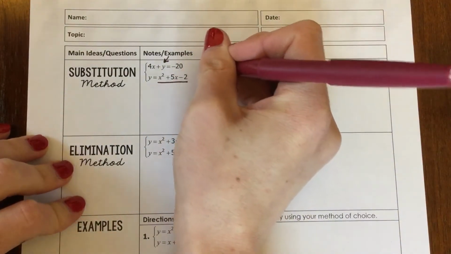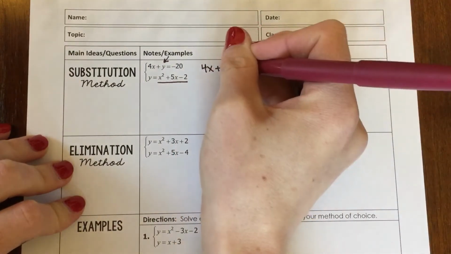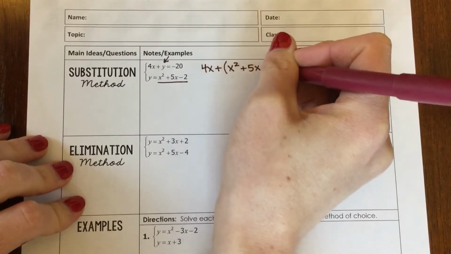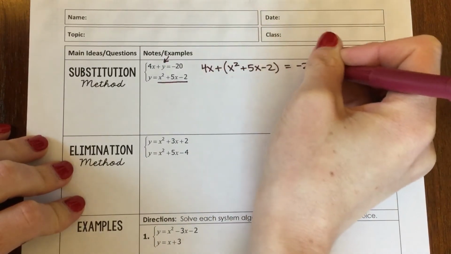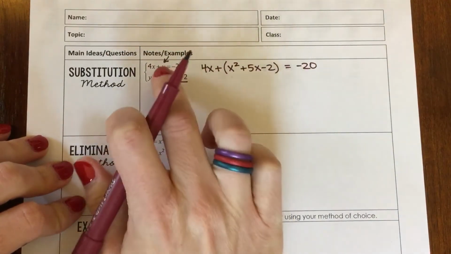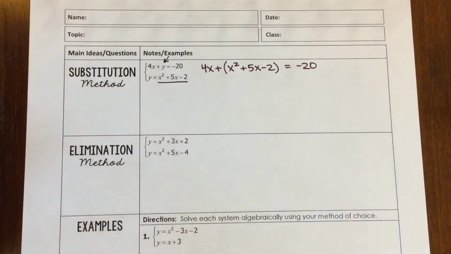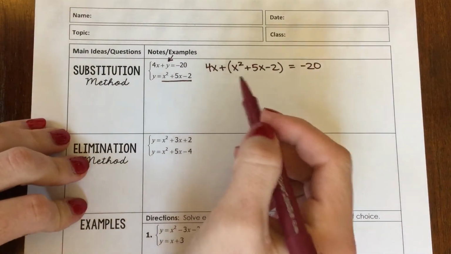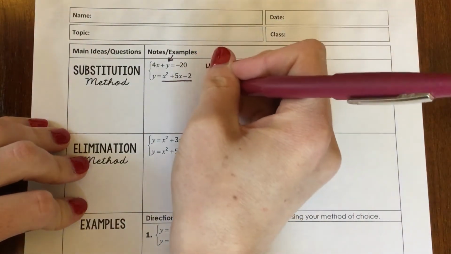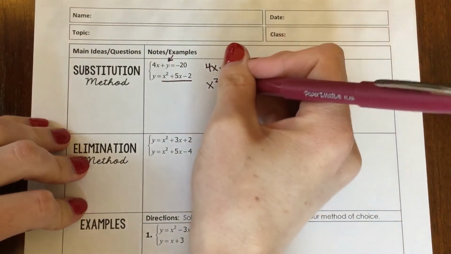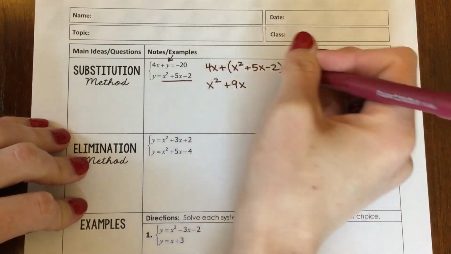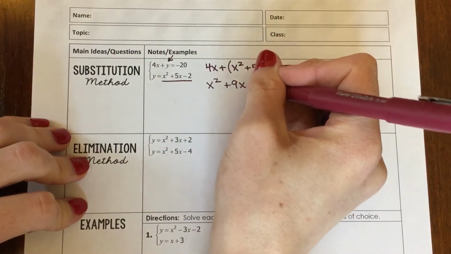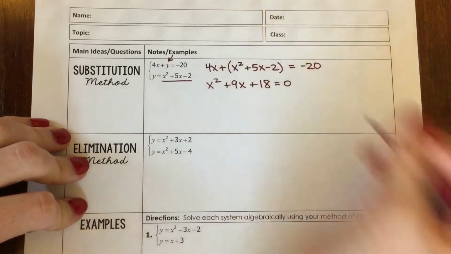So we have 4x plus y, but instead of a y, we're going to sub in x squared plus 5x minus 2, is equal to negative 20. Same top equation that we had right here, this y was replaced with this. Now it's all in terms of x. You see we have a quadratic equation. Whenever you have a quadratic equation, you want everything on one side. So x squared, the 4x and the 5x combine up to a 9x, and then this 20 we can add over to the left-hand side, so negative 2 plus 20 would be 18. We set that equal to 0.